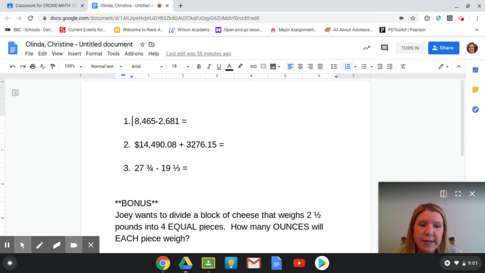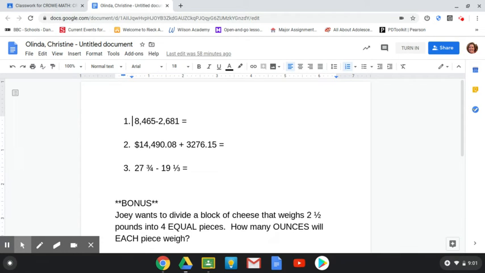So, looks like Mrs. Crowe gave you a break today with some easier problems. The first one is 8,465 minus 2,681. Now, you all know that you can't solve the problem when it's written horizontally. We need to write it vertically. And so I will copy it. And you guys should be doing this on a piece of paper, and then you can type in the answers to submit.